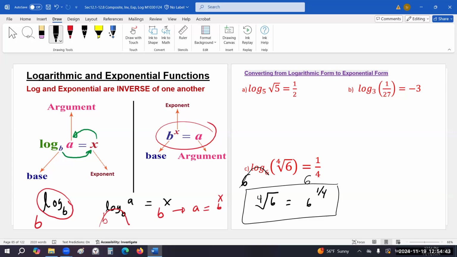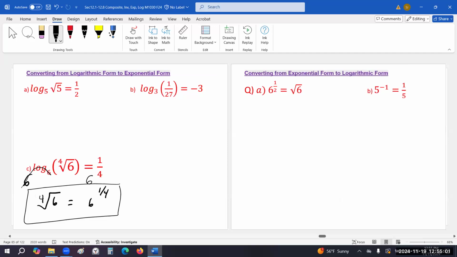Equals square root of 5. If you're done, try the other way around. Rewrite exponential into log.